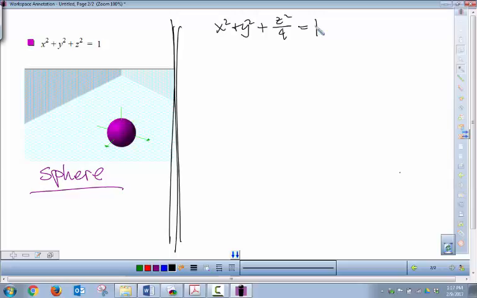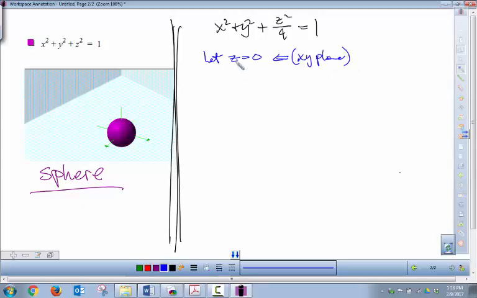Let's first take a look at letting z equal to 0. Tell me about z is equal to 0. What is it? Well, that's the result. But what is z is equal to 0? It's the xy plane, right? So z is equal to 0 is the xy plane.